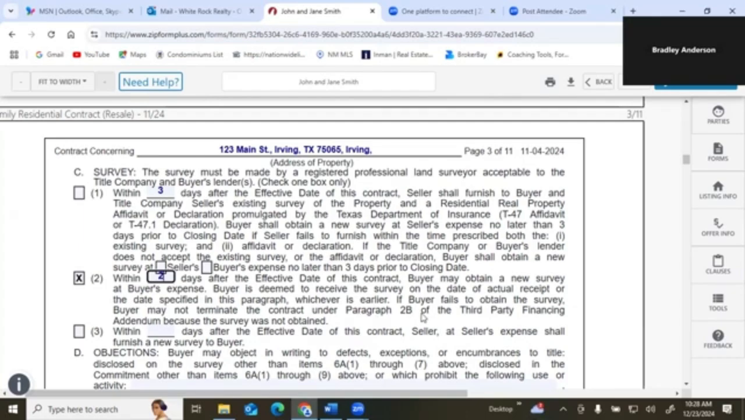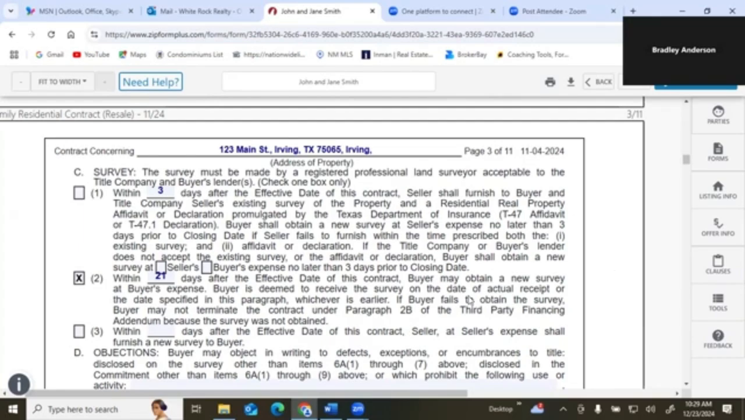Okay, so let's just say you're going to give them 21 days for the buyer to get their own survey at the buyer's expense. Now, because it says buyer may, they may get it, they may not. It's the closest option we have in the contract to I just don't want the survey. Okay, however, if the 21 days comes and goes, the buyer does not have an out just because they didn't do what they were supposed to do.